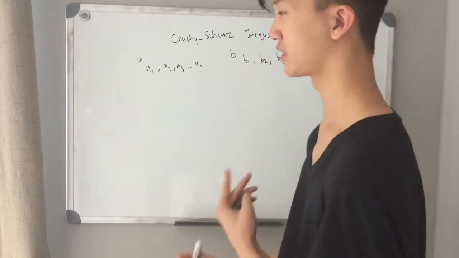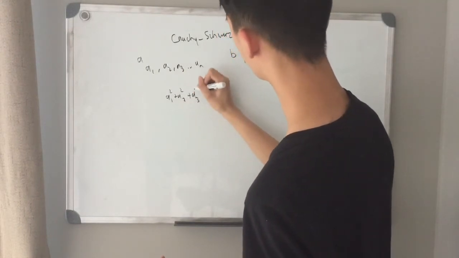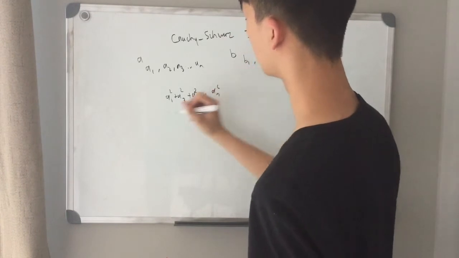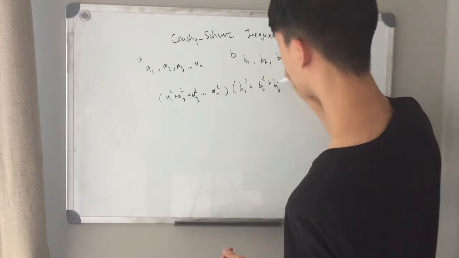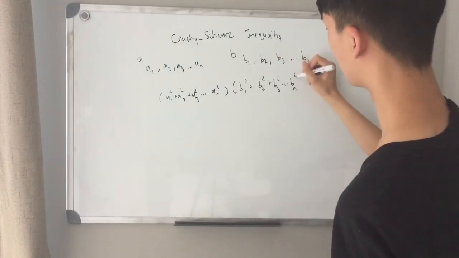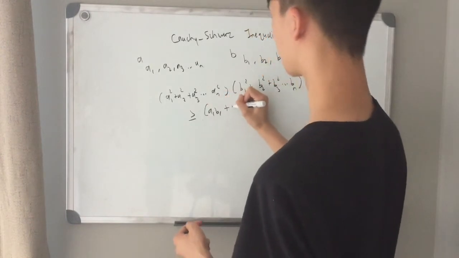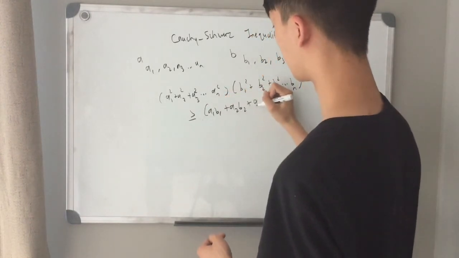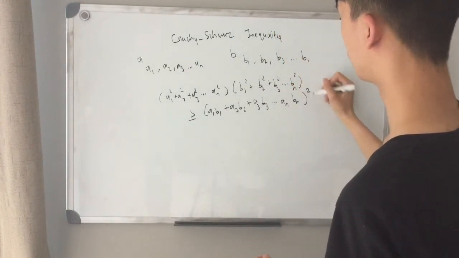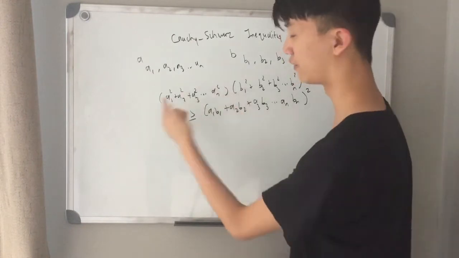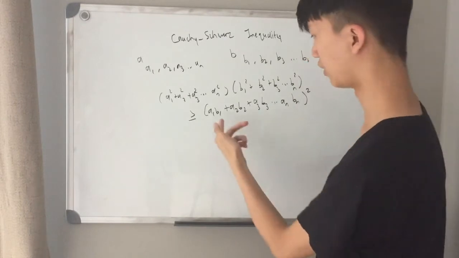Now, Cauchy-Schwarz states that A1 squared plus A2 squared plus A3 squared all the way to An squared, times B1 squared plus B2 squared plus B3 squared all the way to Bn squared, is greater than or equal to A1 B1 plus A2 B2 plus A3 B3 all the way to An Bn, all squared. The product of the sums is greater than or equal to the sum of the products.